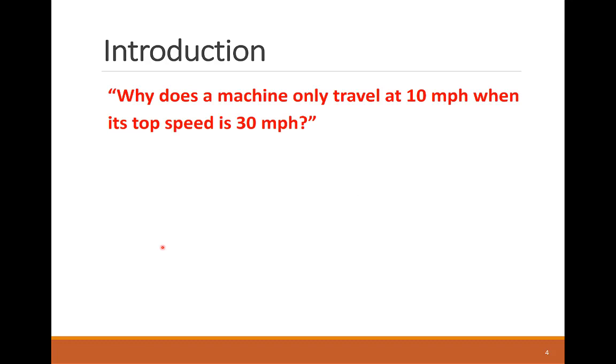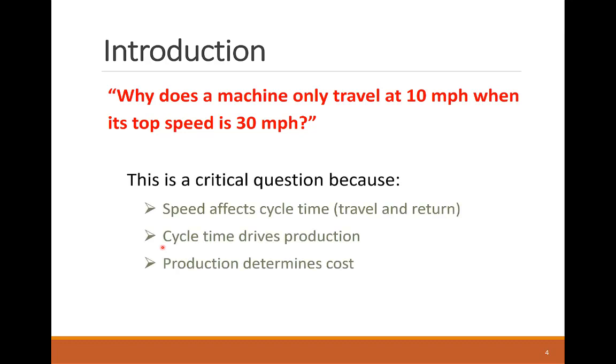We can illustrate this point by sharing this question that is common in earthwork projects. Why does a machine only travel at 10 miles per hour when its top speed is 30 miles per hour? This question is important as speed affects the individual cycle time of the equipment, which impacts the production rate achieved by the equipment, which lastly impacts the unit cost and total cost of the hauling operation.